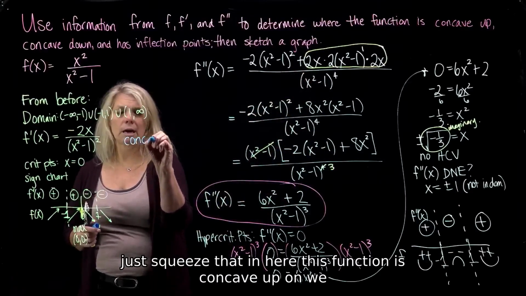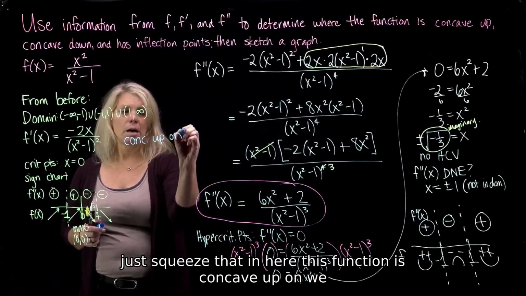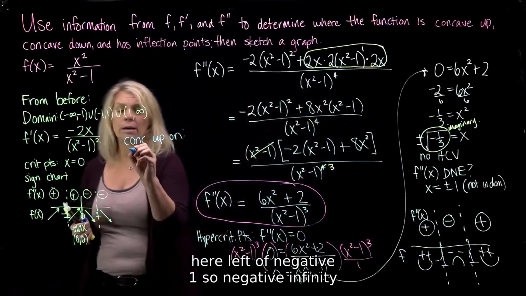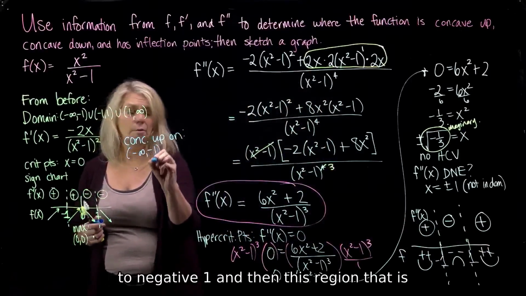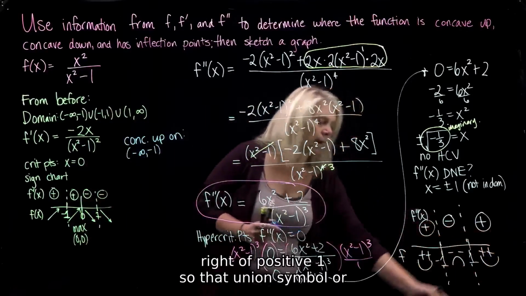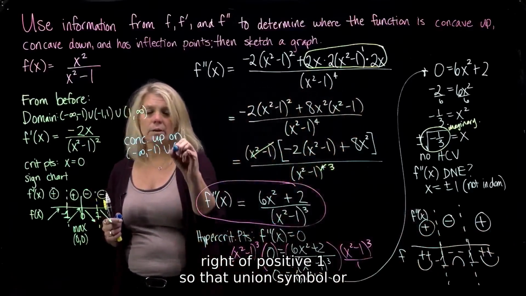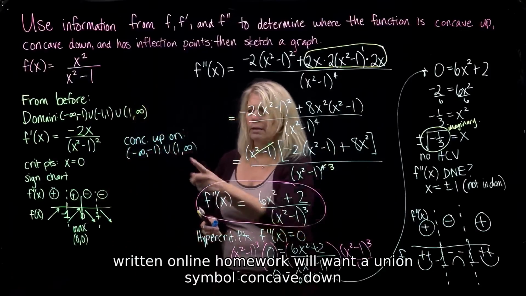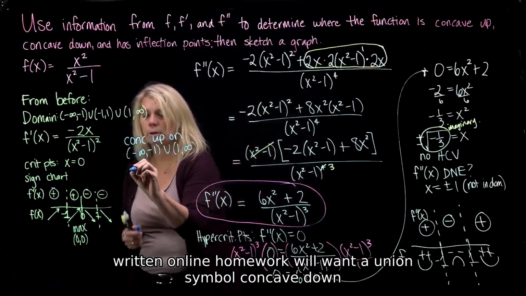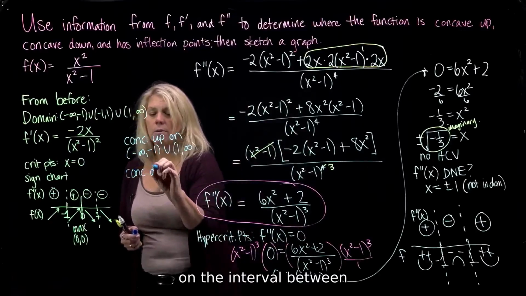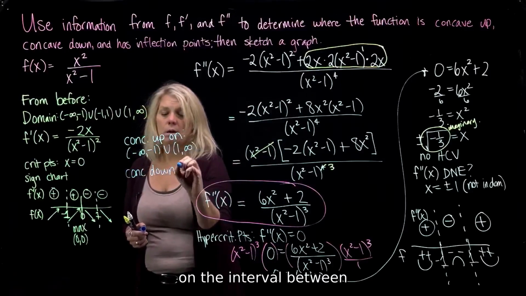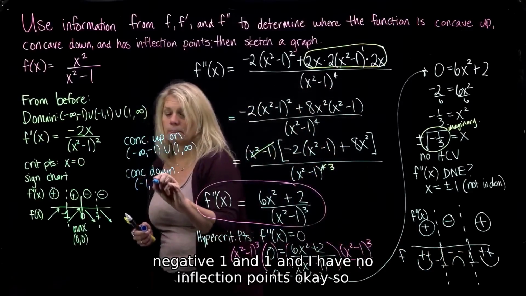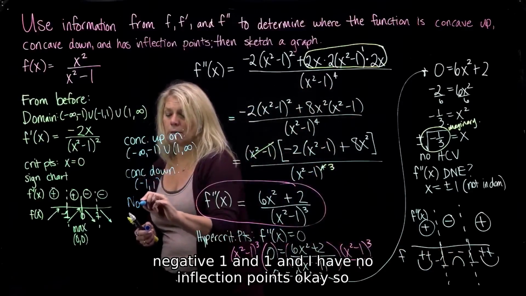All right, so in terms of thinking about answering the question, I'll just squeeze that in here. This function is concave up on, we have two different intervals here, left of negative 1, so negative infinity to negative 1, and then this region that is right of positive 1. So that union symbol, or you can just put a comma on something that's written. The online homework will want a union symbol. Concave down on the interval between negative 1 and 1. And I have no inflection points.